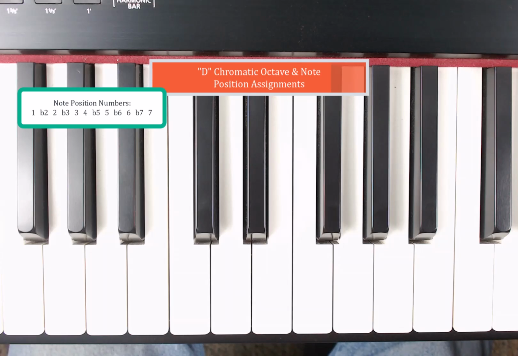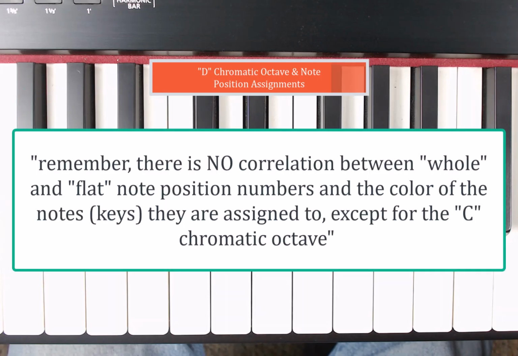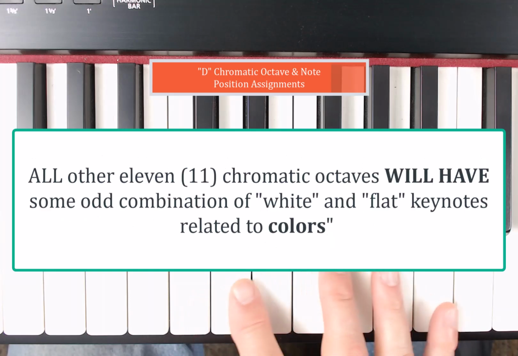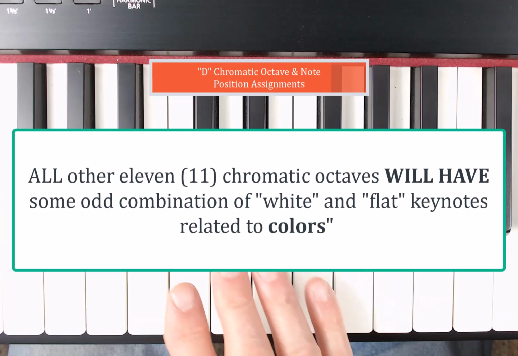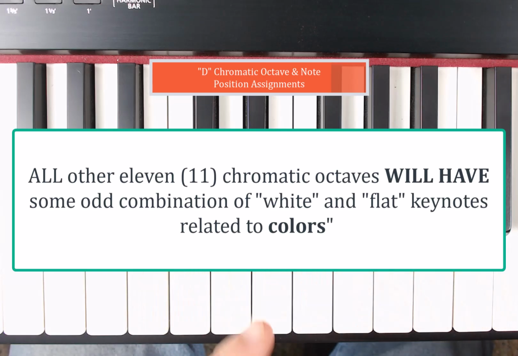So as we stated previously, remember that there is no correlation between whole note position numbers and the color of the notes. Obviously, whether it's whole or flat, there is no correlation between the note position numbers and the color of notes. And also remember that this C octave is the only example. All other start notes you'd start on would have some odd combination of white and black key notes related to the colors of that.